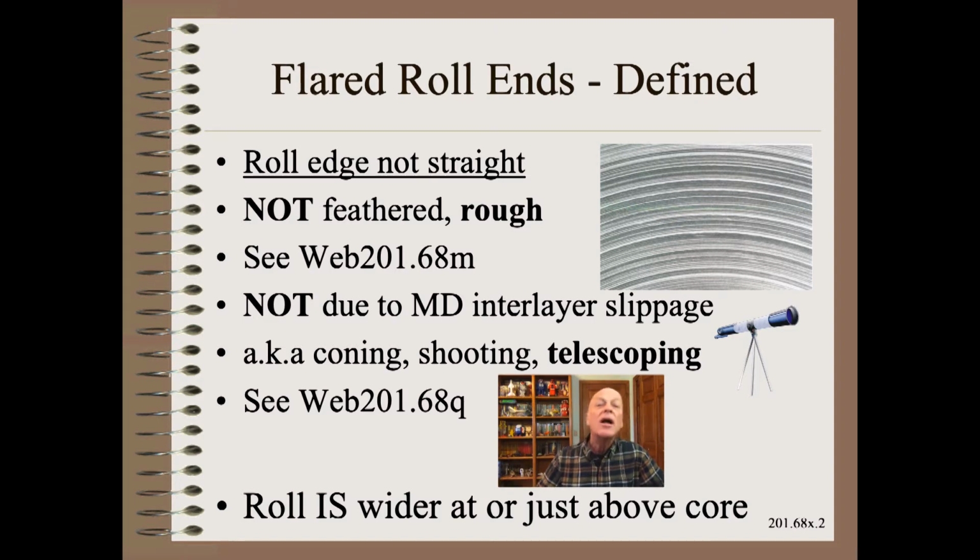What we will cover here is when the roll is wider at or just above the core than it is elsewhere. As you will see, this is guaranteed by the laws of physics to happen on virtually any and every roll ever wound.